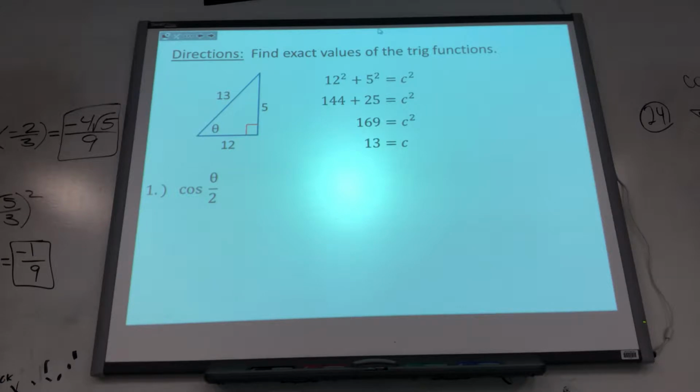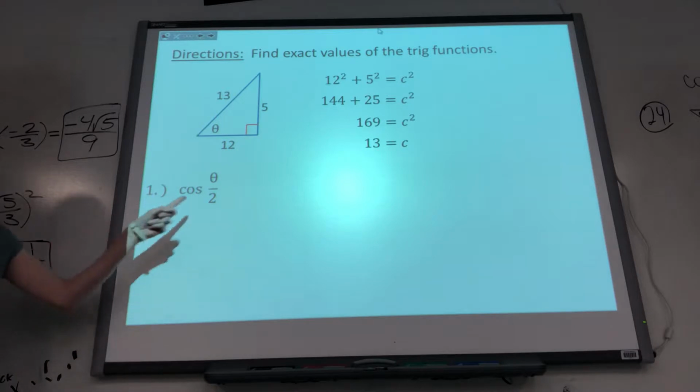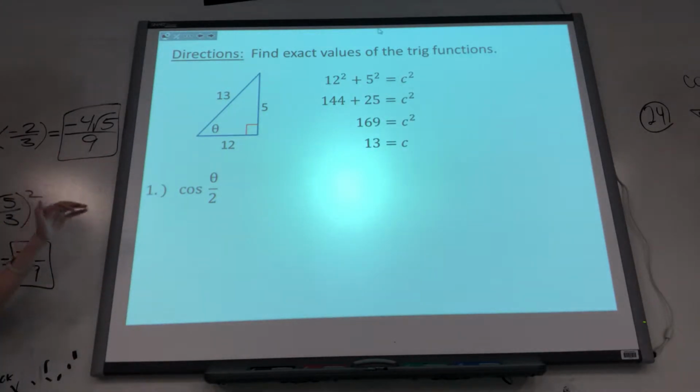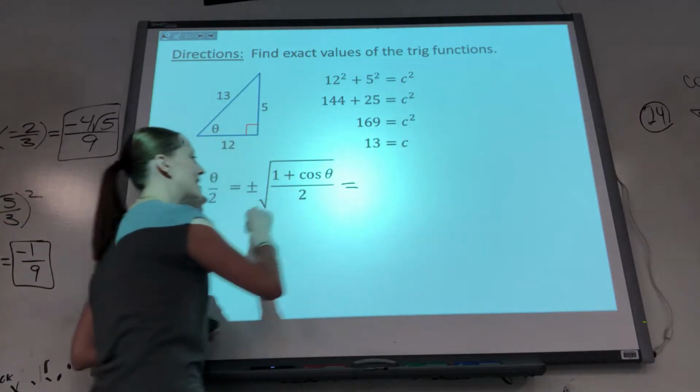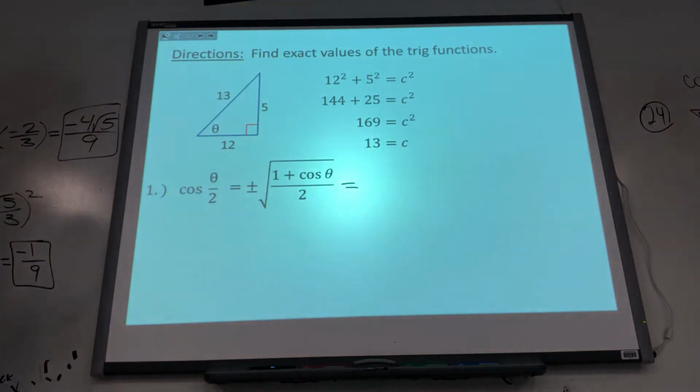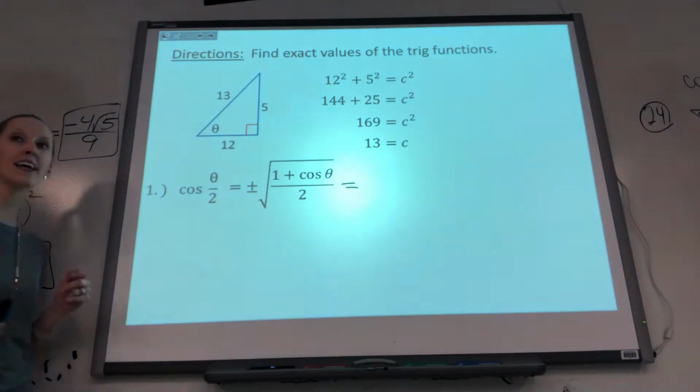cosine of theta divided by 2. I know this is a half angle because it's theta divided by 2. So, I'll go back to my formula, and I actually just recopied the formula up here. It's plus or minus square root of 1 plus cosine of theta all over 2. Everything is under that square root. So let's just take that formula and start to plug in some stuff and simplify it.